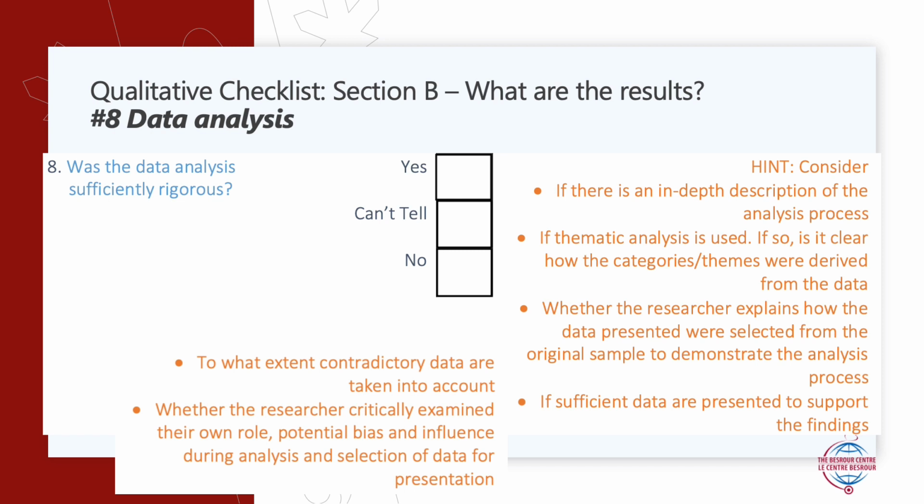So we want to make sure that we have a good understanding of how categories and themes were derived from the data. We want to know how the authors may have explained how the data were selected from the original sample or the transcriptions, so that we have a better understanding of the analysis process. We want to make some reflections on whether sufficient data are presented to support the findings, understand if there were any contradictory data. There usually are, and how they were taken into account.